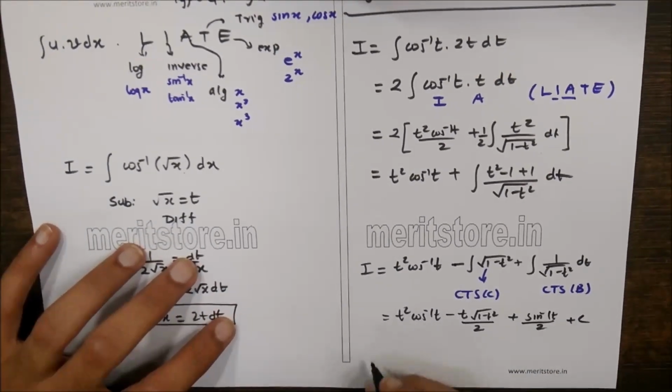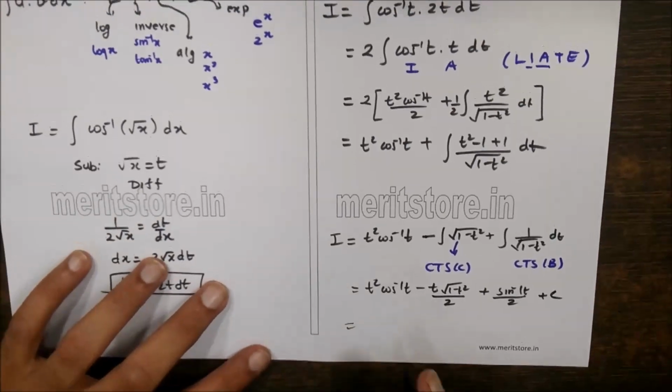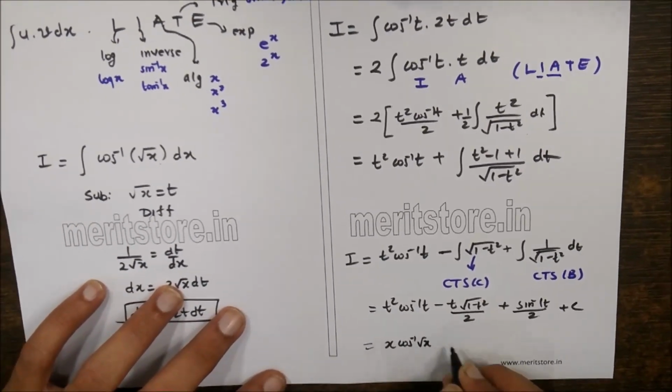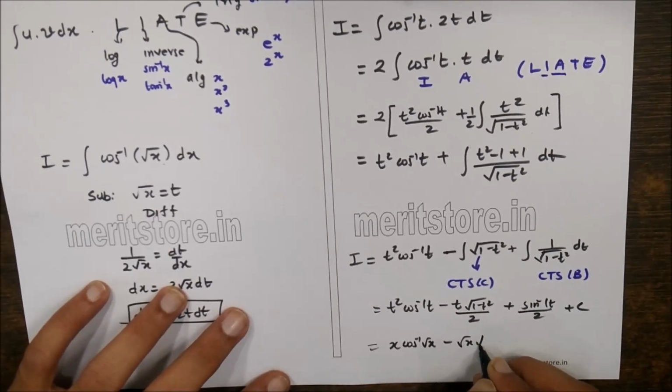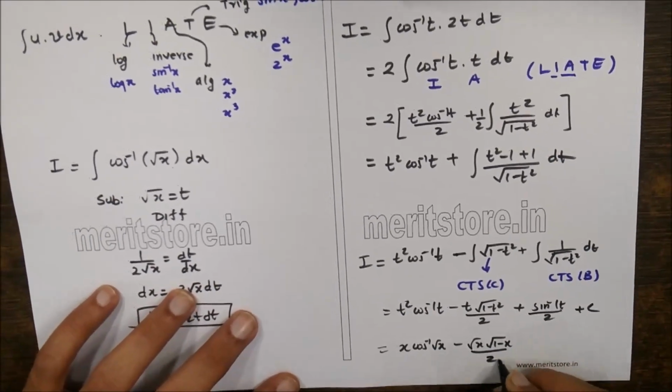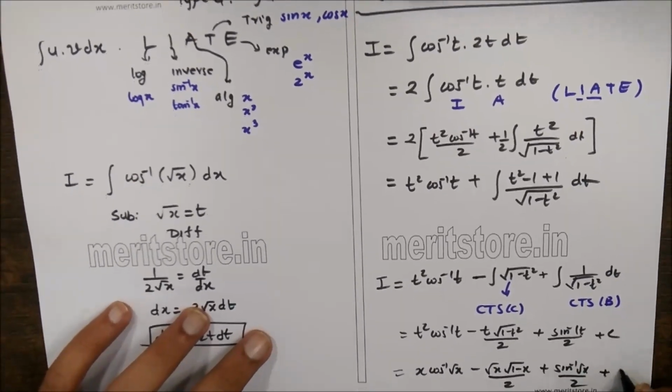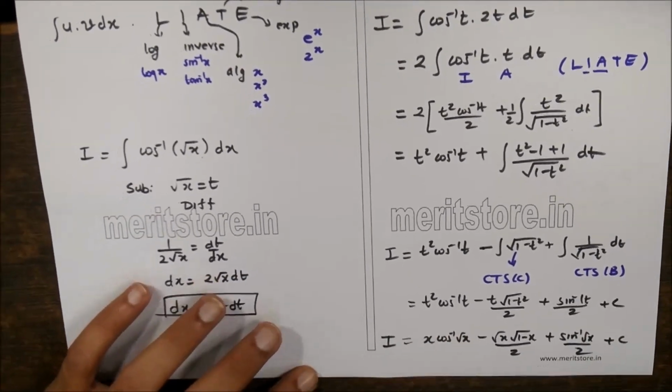I'm substituting the value of t as root x. My final answer will become x cos inverse root x minus root x into 1 minus x upon 2 plus sine inverse of root x upon 2 plus c. This sums up our integral.